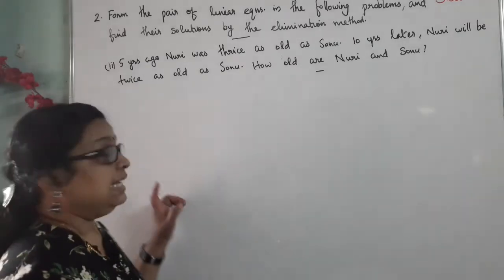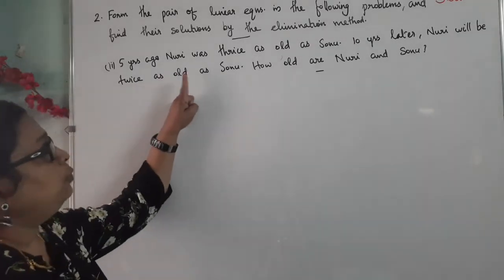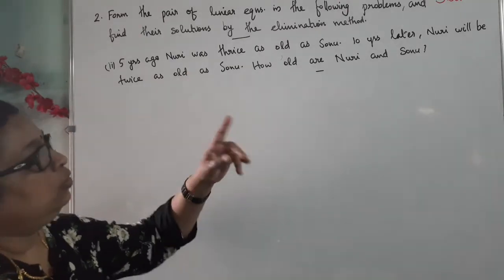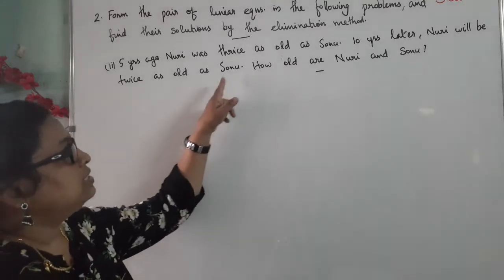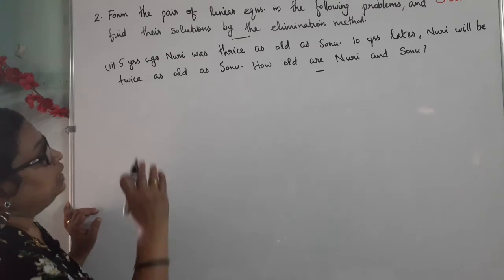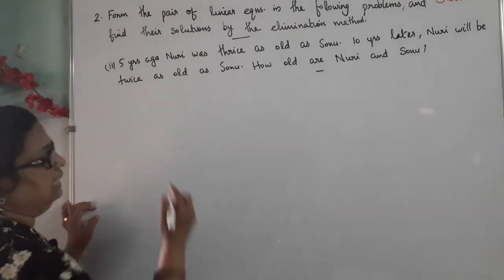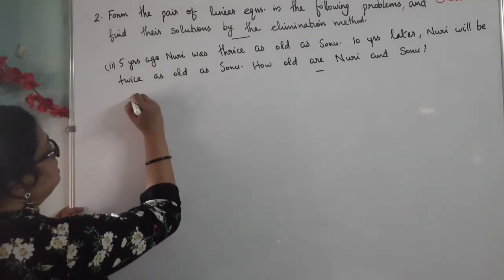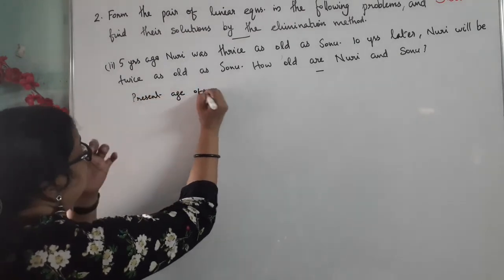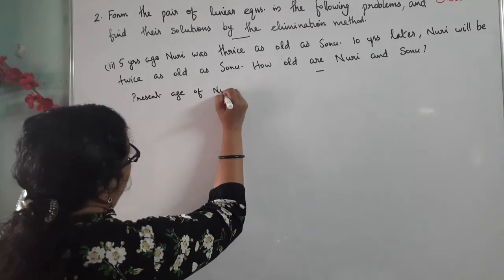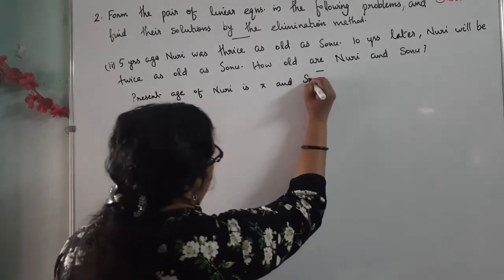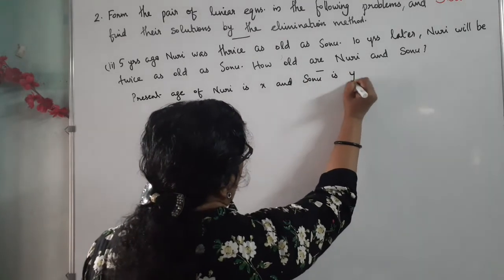Okay. Then the second question: 5 years ago Nuri was thrice as old as Sonu. 10 years later Nuri will be twice as old as Sonu. How old are Nuri and Sonu? We can suppose Nuri's and Sonu's present age, that is present age of Nuri is x and Sonu is y.